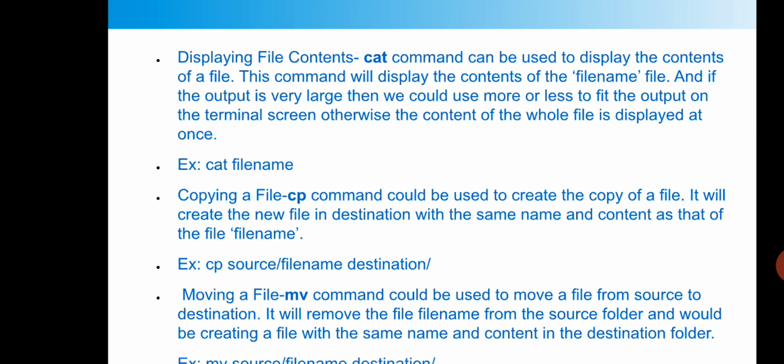Okay, now see, copying of a file. The cp command could be used to create a copy of a file. It will create a new file in the destination with the same name and content as that of the file. Now what is the example? cp space source slash file name and destination slash. So if you are in the current directory, say for example yesterday in the video I went to the Drona directory, isn't it? So it's something like Drona slash shri.txt, if that is the example.